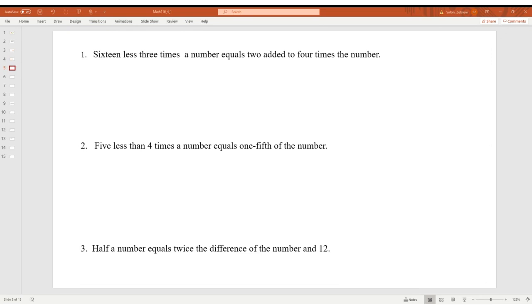Okay, I think we can go over the first one. So it says 16 less. 16 less. So you have to take away 16. So there is 3 times a number, then 16 less. I know the wording is a little bit confusing, but it says 16 less equals 2 plus 4x. Can you guys see it now?